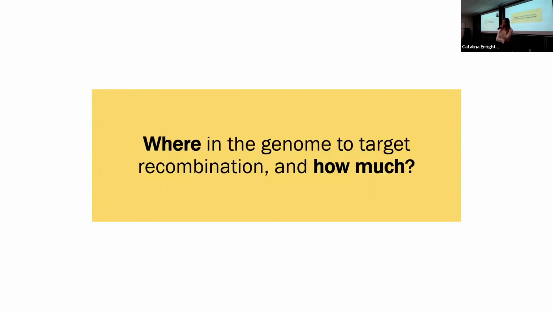Now, as it's a novel approach, there's a range of questions out there still as we go from the lab bench and model species to crop species and a breeder's field. And a couple of questions that I really like to focus on in this area are: where in the genome should we target recombination to actually see a benefit in our breeding programs? And by how much do we have to increase recombination to see a significant response in selection?